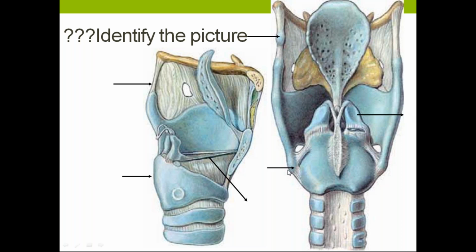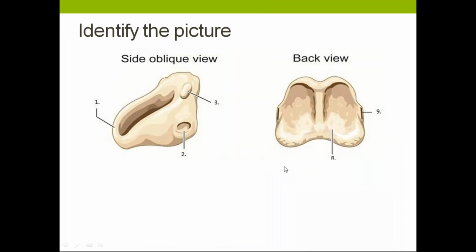What is this part? Cricothyroid ligament? No, it is the inferior horn of the posterior border of the thyroid. This is the inferior horn.